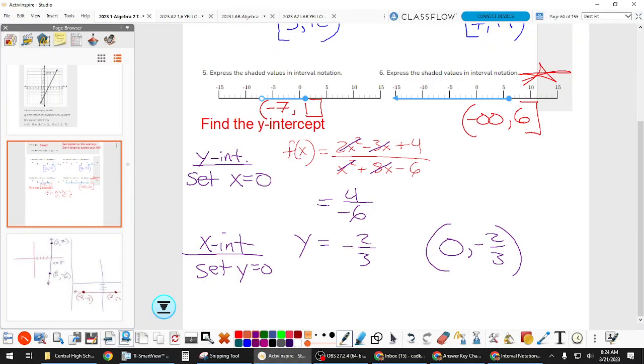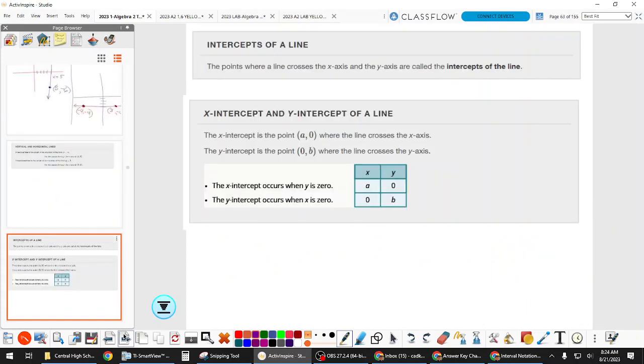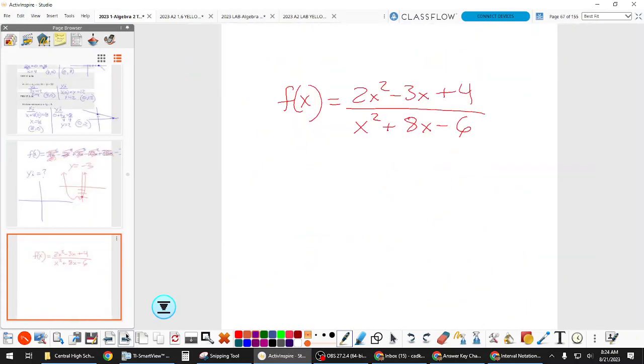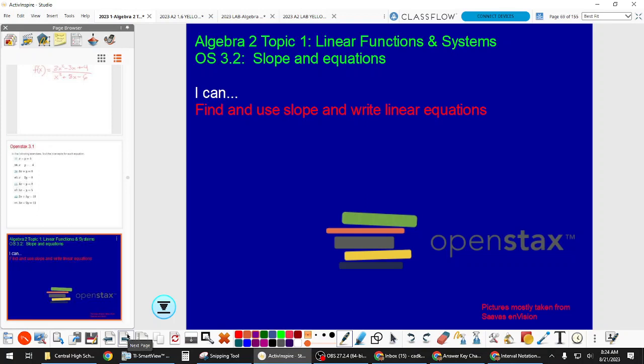So let's get into today's work and scroll through here. Slope and writing equations. Again, this is kind of the end. We have a little bit more review after this, but we're getting there. What do you know about slope? Tell me some words that come to mind when you hear that word slope. A hill, okay. What about a hill? It slopes.